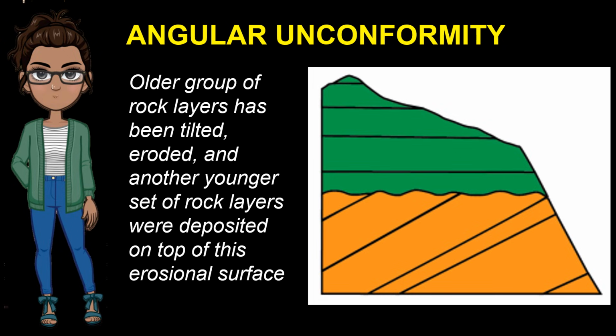Angular unconformities are represented by an older group of rock layers that has been tilted and eroded, and another younger set of rock layers deposited on top of this erosional surface. The tilting process is commonly caused by a mountain building event. It doesn't necessarily have to be in the mountains, but the effects of mountain building processes are long-reaching. The figure shows an angular unconformity between the older orange package of rock layers and the younger green package of rock. The curvy line indicates the erosional surface.